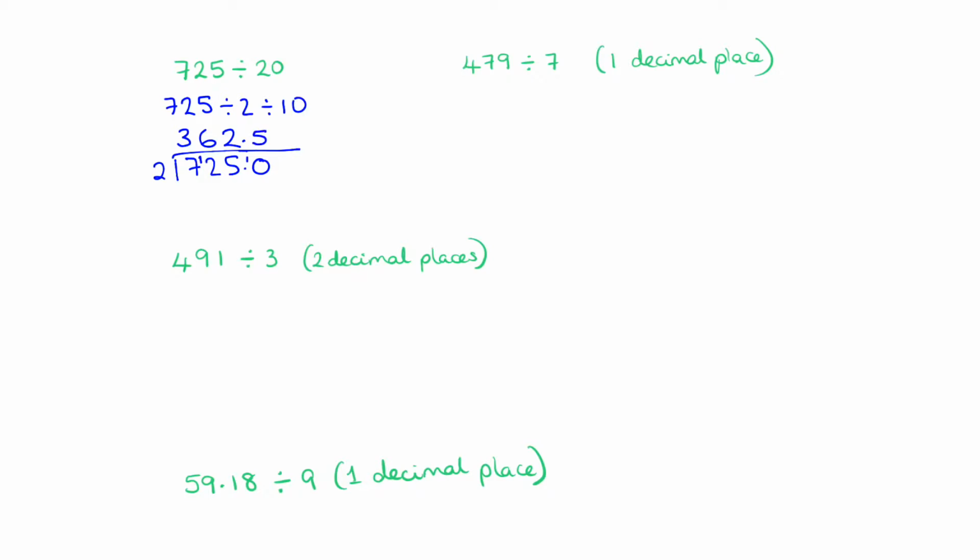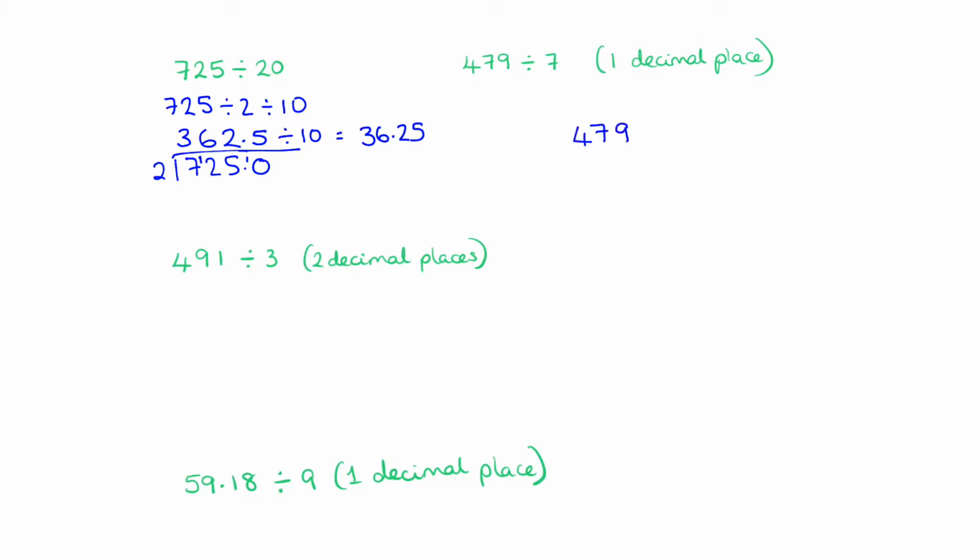So what we're now working out is 362.5, but we need to divide that by 10 because we've only divided by 2 and not by 20. So remember, you move your digits one place to the right, so that'll give us 36.25. Okay, next one.